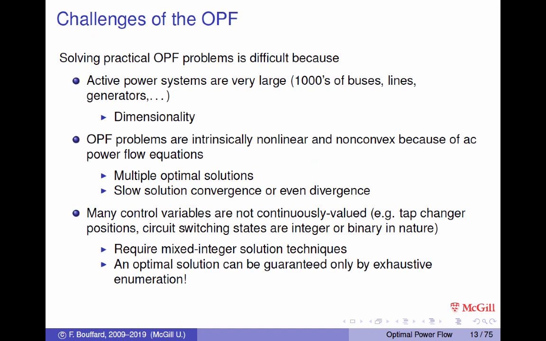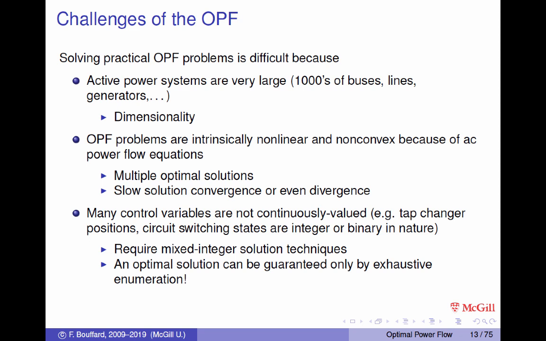So what are the challenges with optimal power flow problems? Well, typically these problems are large because they need to represent a large number of nodes, lines, generators, so they have a large number of decision variables available. So there's a question of dimensionality. Because the AC power flow equations are nonlinear and non-convex, we have issues with multiple optimal solutions, slow solution convergence, and sometimes divergence.